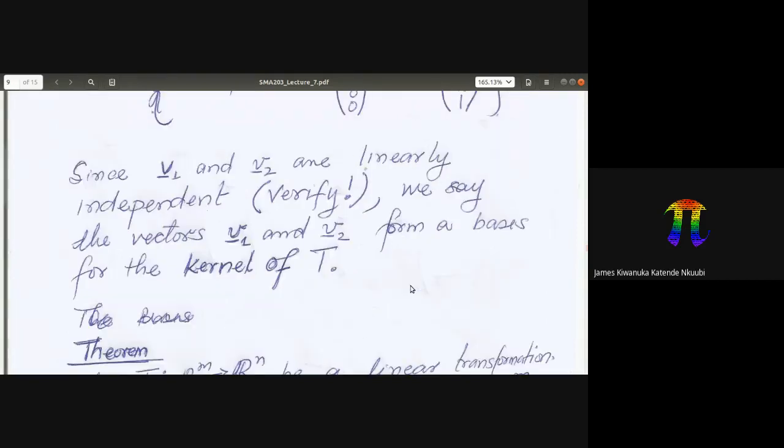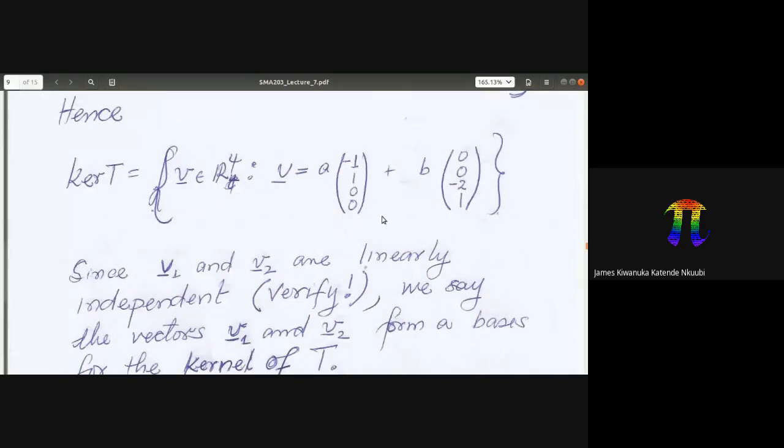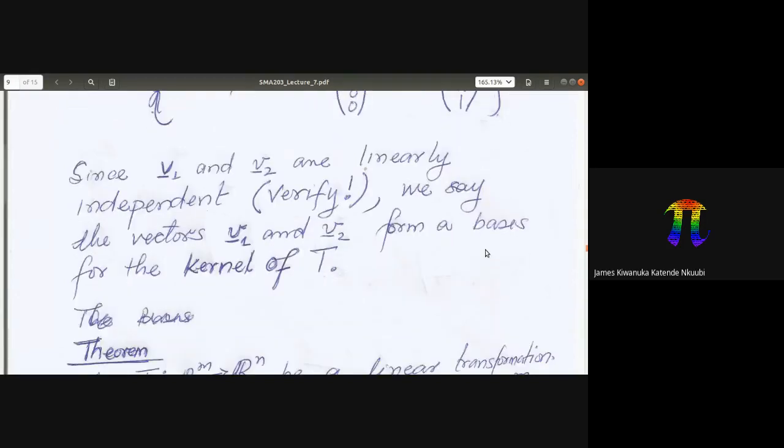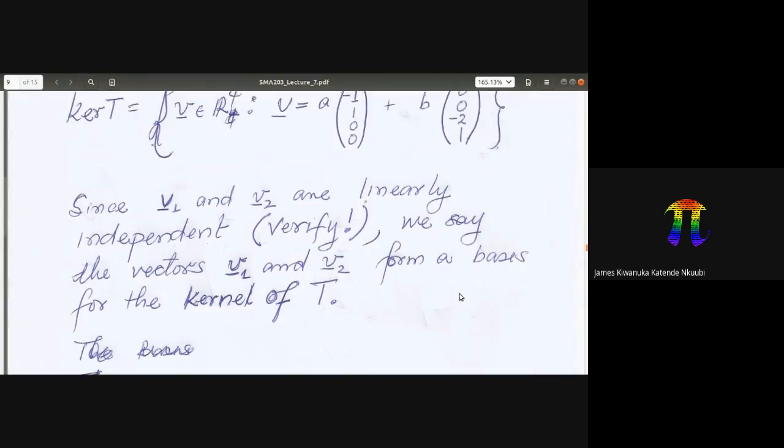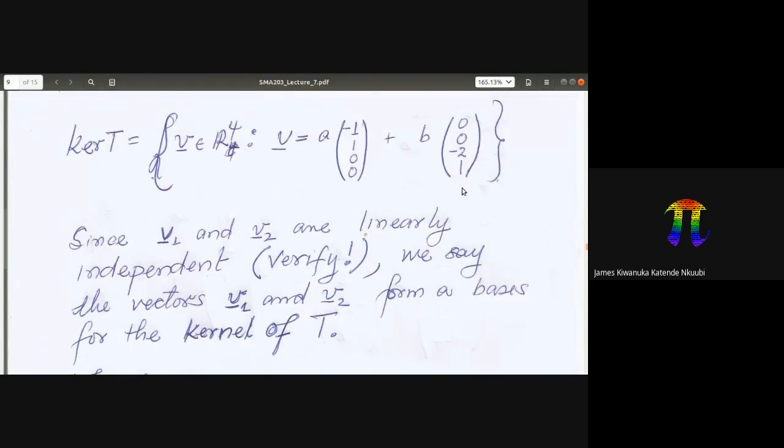So we also make the following observation, that these two vectors are linearly independent. And therefore, there must be a basis for the kernel. Remember, the kernel is a subspace, and it will have its own basis. The basis for the subspace will be a set of linearly independent vectors that span the subspace. So in this case, these two vectors span the kernel, and they are linearly independent, and therefore will form a basis for the kernel.